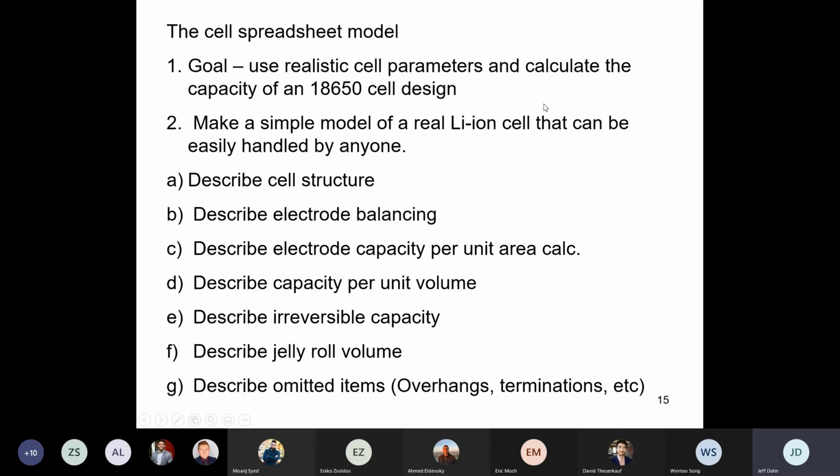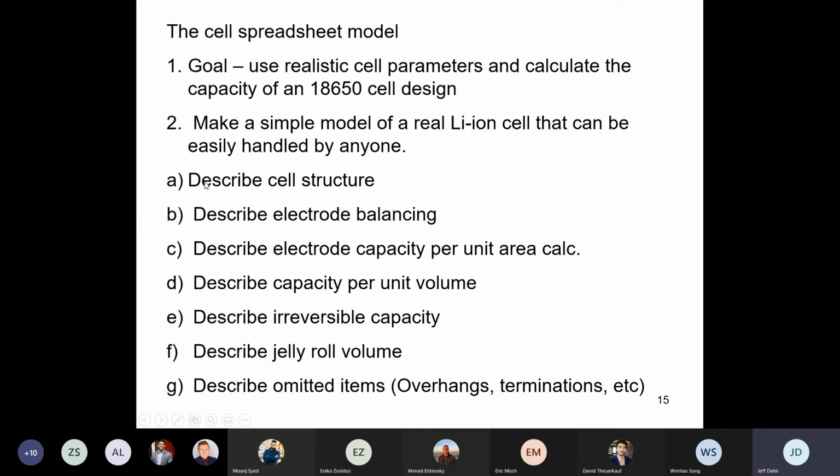All right, so now I want to talk about what's called the cell spreadsheet model. The idea here is to use realistic cell parameters to calculate the capacity of an 18650 cell design and make a simple model of a real lithium-ion cell that can be easily handled by anybody, okay? And in the homework, you'll get to go through this yourself.